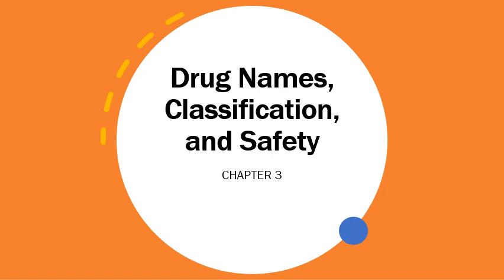So this chapter is going to look at how drugs are named according to different types of names, and it also looks at different types of classes of drugs, and we're also going to look at some safety issues with drugs as well.